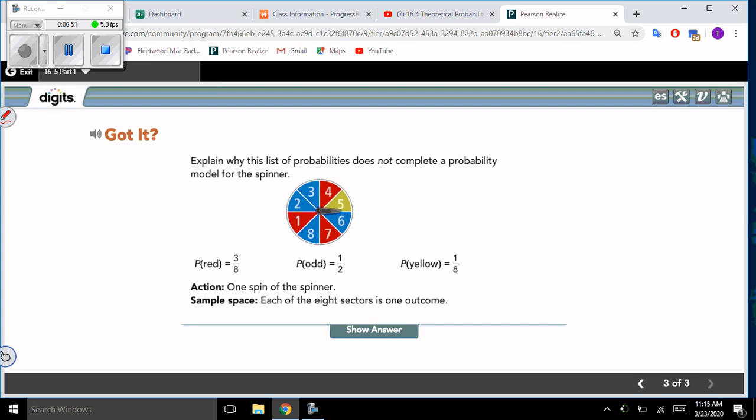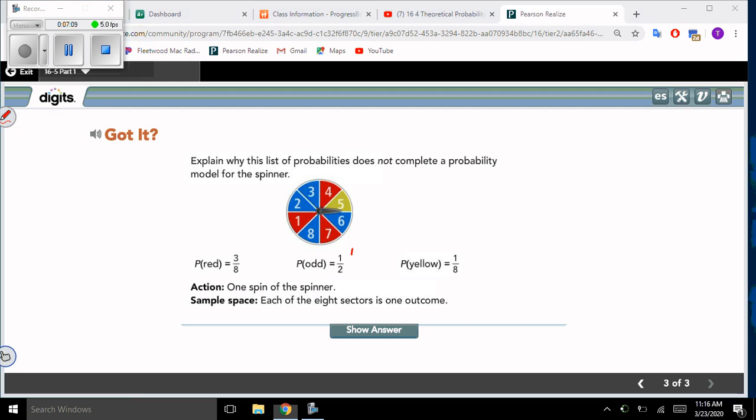Explain why this list of probabilities does not complete a probability model for the spinner. If you take a look at this, the action would be spinning the spinner. Sample space: each of the 8 sectors is 1 outcome. So the probability of red, you can see, is 3 out of 8. Probability of yellow, obviously, is 1 out of 8.